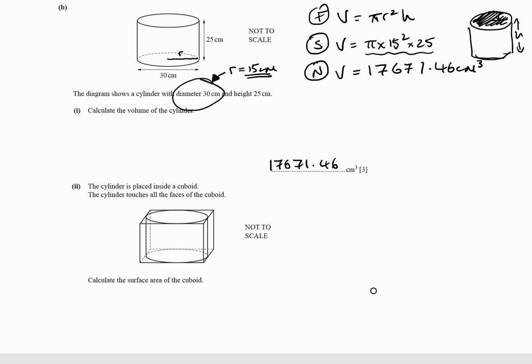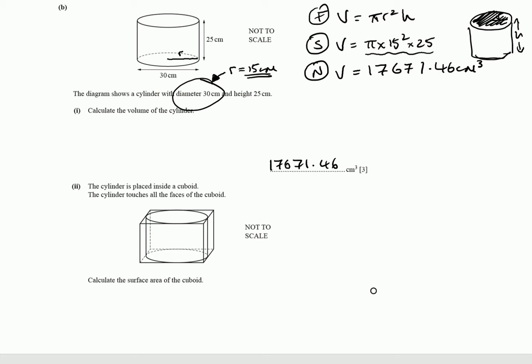So the formula looks complicated, but it works the same way as every other formula. We just put numbers in and work things out. The tricky bit here is realizing they haven't given us exactly what we need. They've given me the diameter and I needed to convert that to a radius before I could use the formula. Now let's look at the next part of the question.